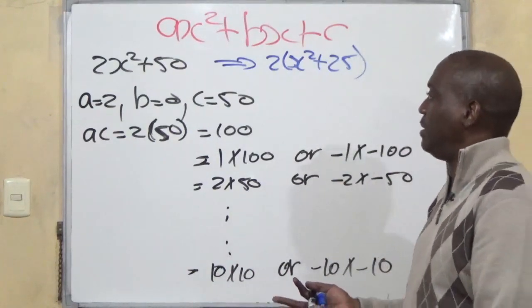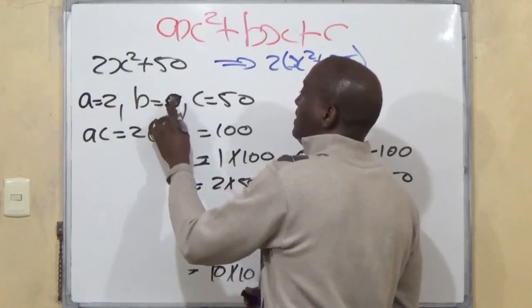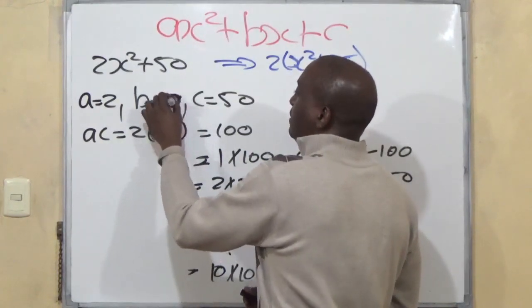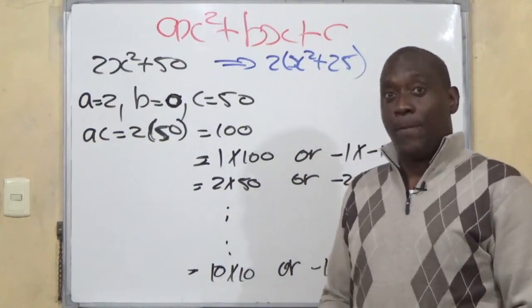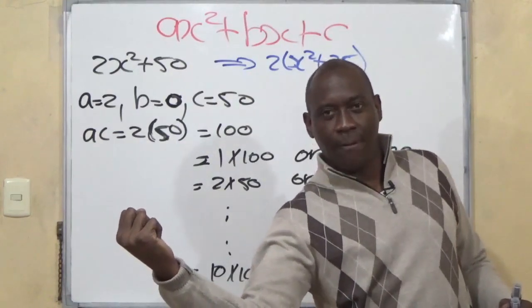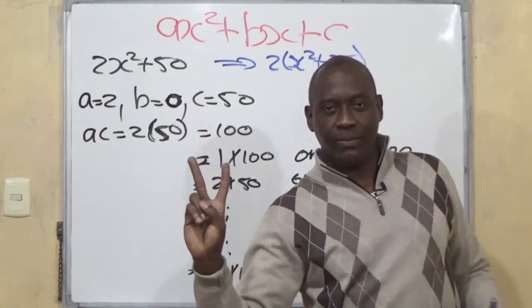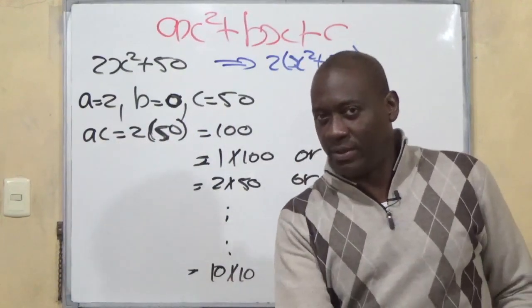So in other words, we have found a case where the AC method doesn't really serve us. We bend the rules a while ago when B and C was equal to 0. We bend the rules when C alone was equal to 0.